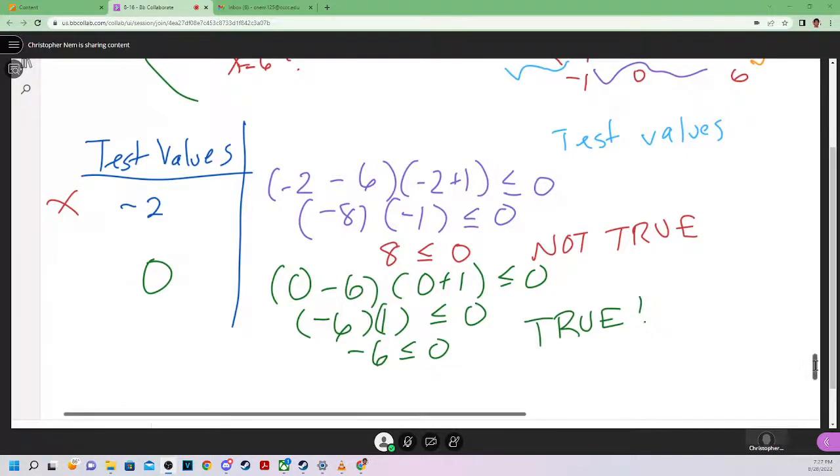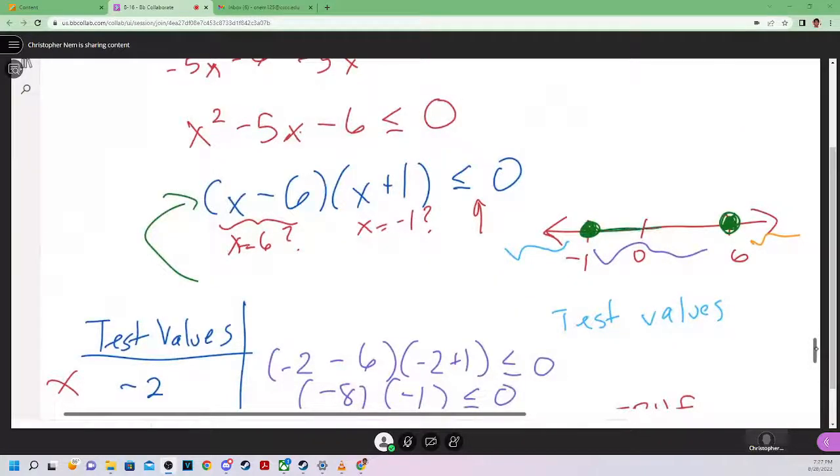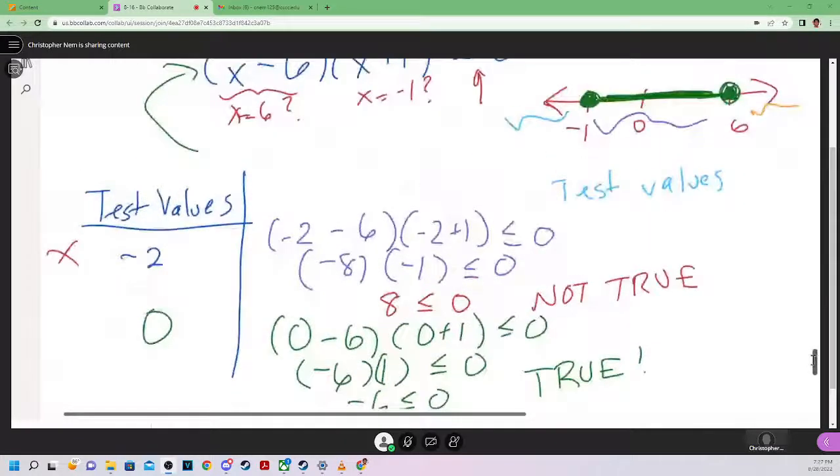So we do want that. So go ahead and already color that piece in. We do want that region. And then the last region, let's try on the right side for the orange. Let's try the value 10.